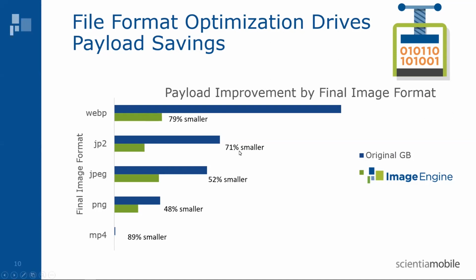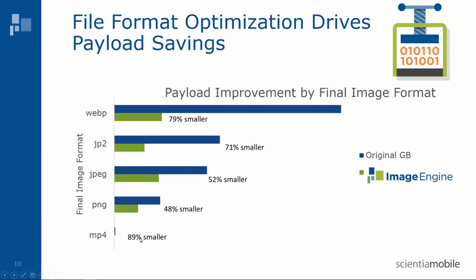Likewise, for Safari, for JPEG 2000, we get 71% smaller. In some cases, we leave the images in the format they came to us. So you see that JPEG and PNG are also here. About 52% smaller for JPEGs that we keep in that format, and likewise, about 48% for PNGs we keep in that format.